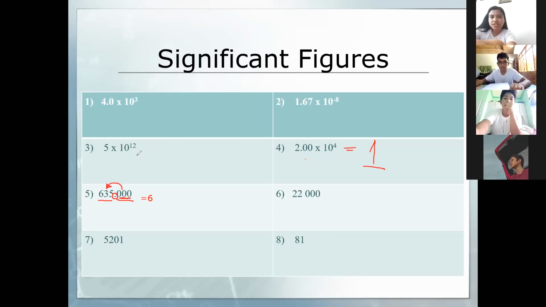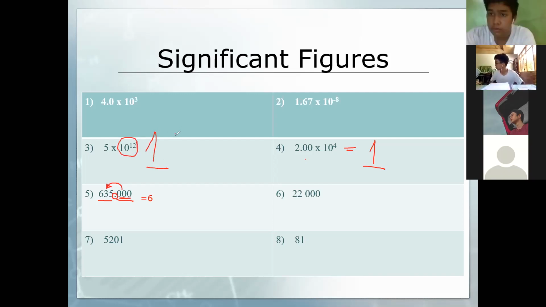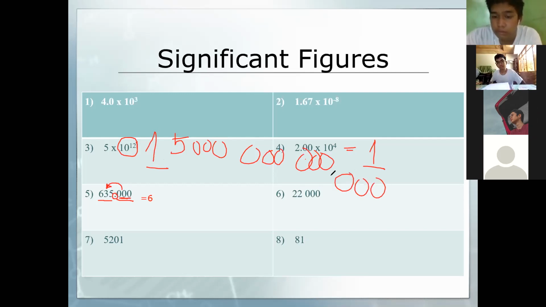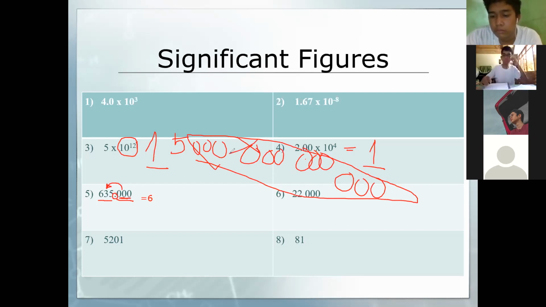12, sir. 1 as well. Even if you're going to make it in numbers that is 5 billion, right? 5 billion. What is it? 1, 2, 3, 1, 2, 3, 1, 2, 3. Thousands, millions, billion, trillion, 5 trillion. Even if you're going to expand this into 5 trillion, these numbers are still insignificant. And the only significant digit is 5, which is 1.